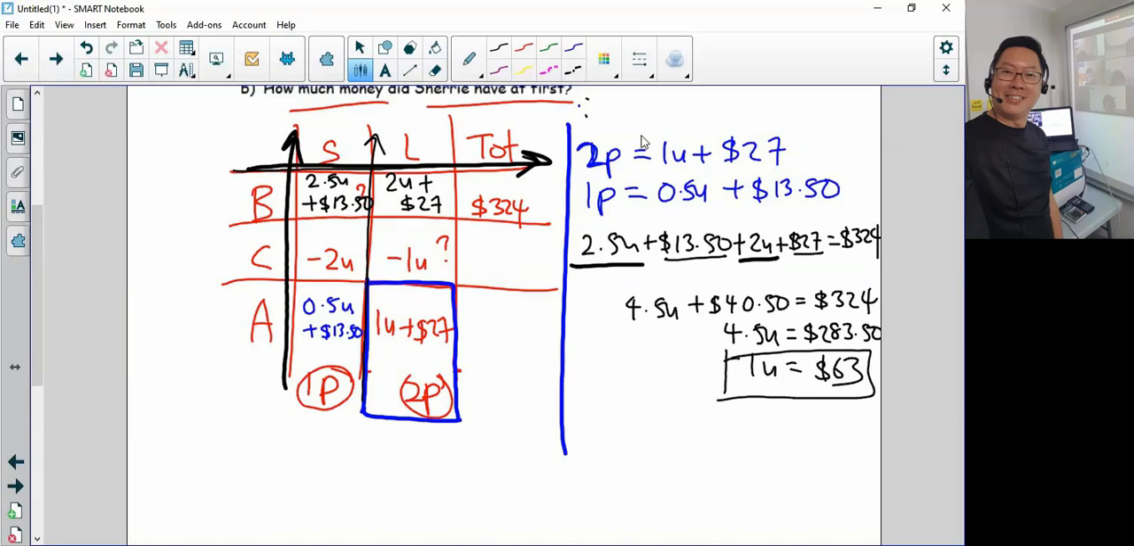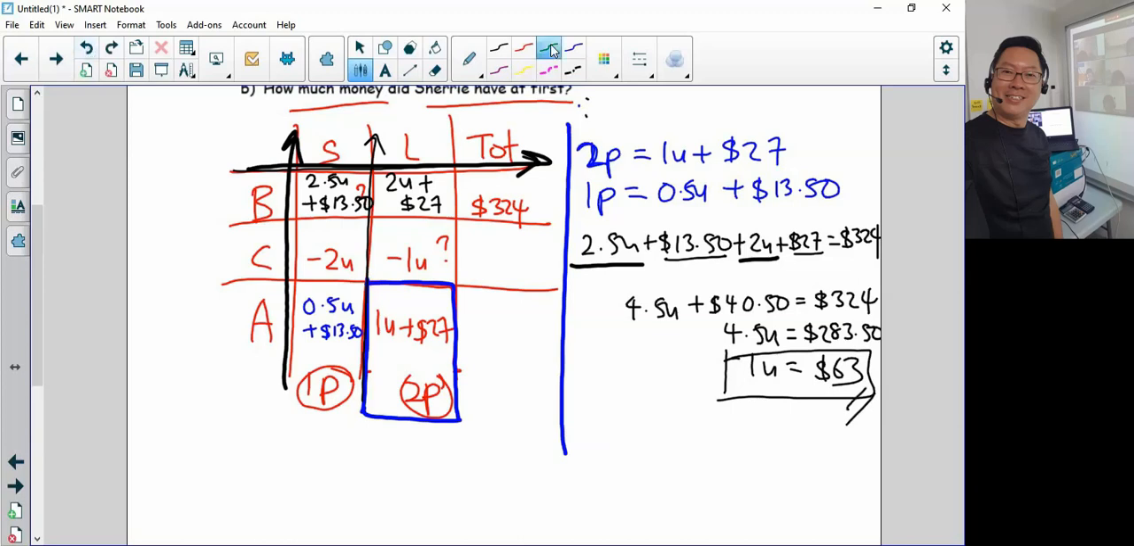Right? So how much did Leah spend? So Leah spent 1 unit. You can see right here. How much did Leah spend? So Leah spent 1 unit and you got your part A answer. So your part A answer is $63. Leah spent $63. And how much money did Sherry have at first?